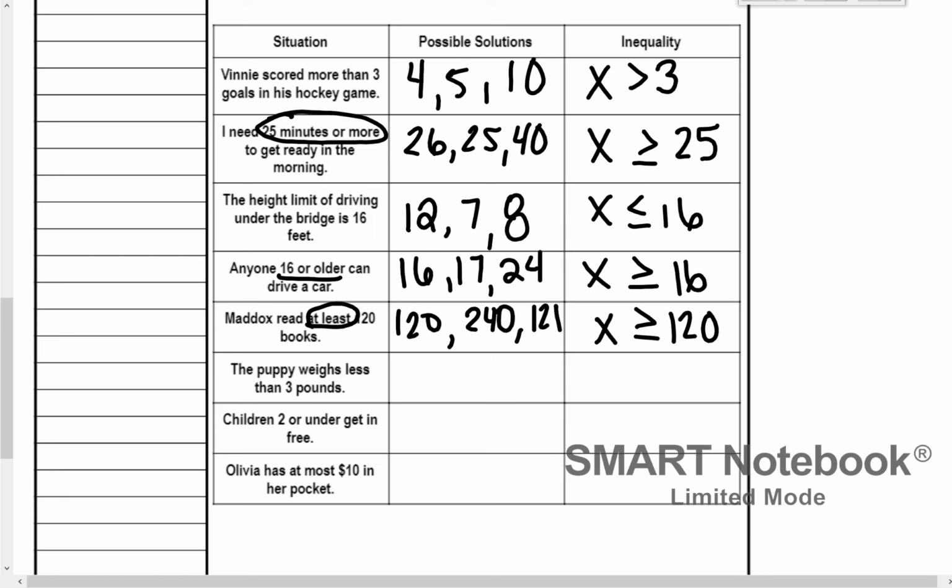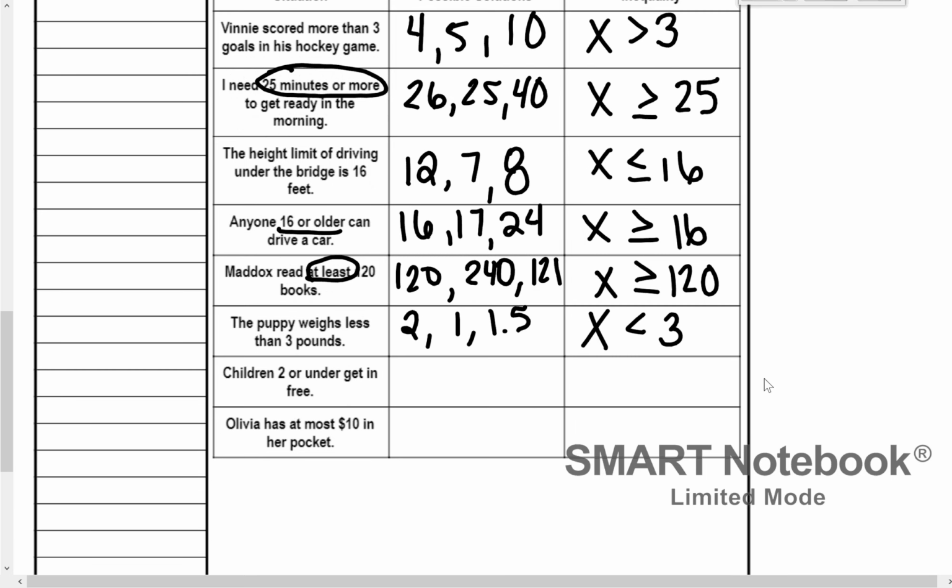The puppy weighs less than 3 pounds. Puppy could weigh 2 pounds. Puppy could weigh 1 pound. Puppy could weigh 1.5 pounds. Lots of little numbers. We can't really go negative here because puppies can't weigh negative in this situation. So we have the weight of that puppy is less than 3 pounds.